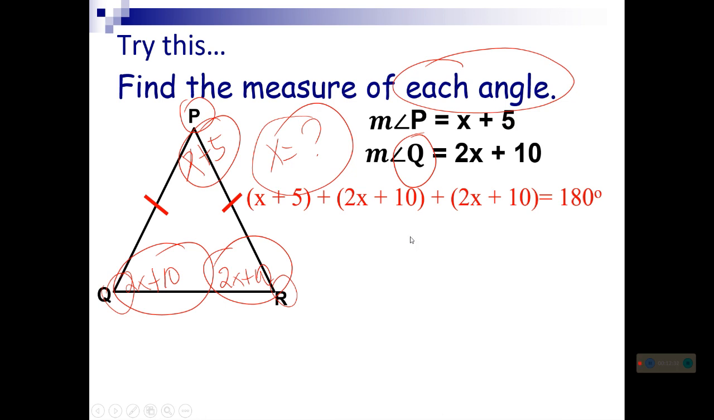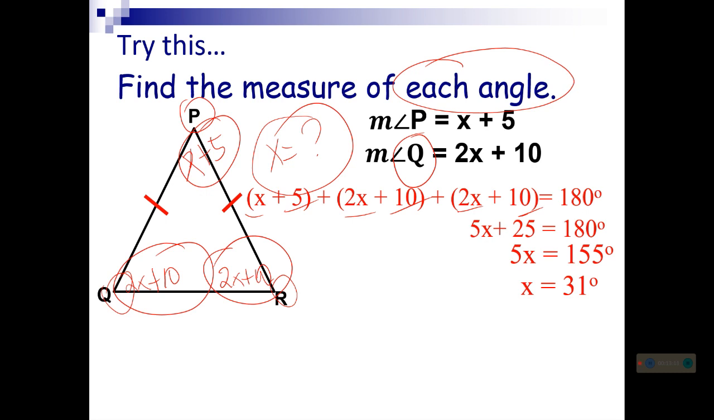Then again, you are going to combine the like terms. So we have here x plus 2x is 5x. Then combine 5 plus 10 plus 10, so you will obtain 25. Okay? So you will now have 5x plus 25 is equal to 180. And then use again the addition property of equality. So you will obtain 5x equals 180 minus 25, which is equal to 155. Then you are going to divide both sides of the equation by 5. So you will have x is equal to 31.